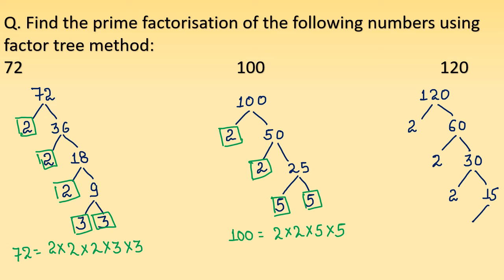Then divide 15. So 15 is divisible by 3. 3 fives are 15. Now 3 and 5 both are prime numbers, so we will stop the division here. And the prime numbers obtained are 2, 2, 2, 3 and 5. Therefore 120 is equal to 2 into 2 into 2 into 3 into 5.